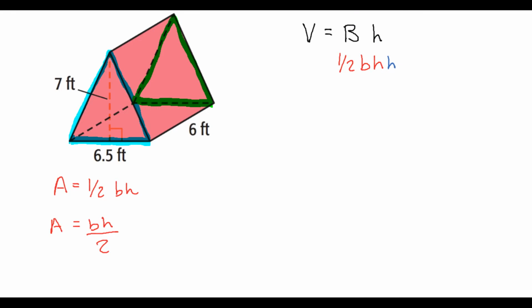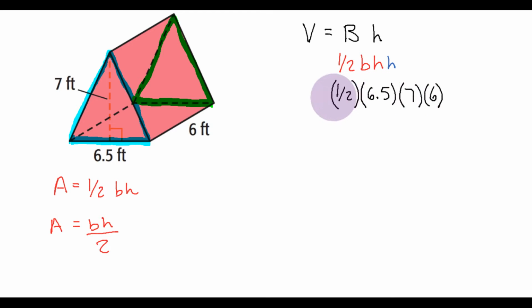Alright, I'm going to substitute everything in using a black pen here. So let's go ahead and just rewrite. We're going to multiply half times, and I'm going to use parentheses for multiplication, half times the base of the triangle, which happens to be 6.5 feet here, so I'm going to write 6.5 times the height of the triangle, which is 7 feet, so we'll plug in 7 here, times the height of the 3D object, and that height, well, it's laying on its sidewall right now, but that height should be 6 feet. So now let's multiply by 6 feet.